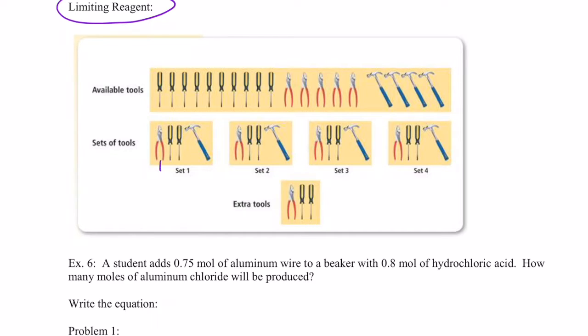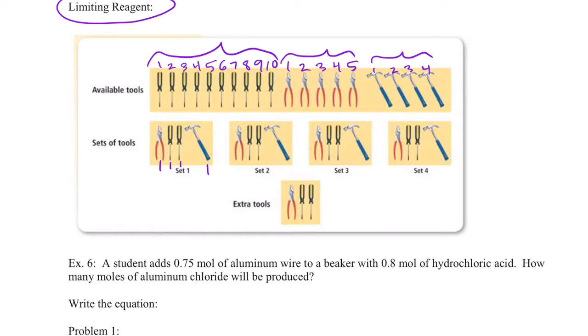So let's say you want to make a very, very simple toolbox. And in that toolbox you have a set of pliers, 2 screwdrivers, and a hammer. Now, you have available to you to make these toolboxes 10 screwdrivers, and you have 5 pliers, and you have 4 hammers. Okay? Now remember, each set of tools in your toolbox requires 1 set of pliers, 2 screwdrivers, and a hammer.